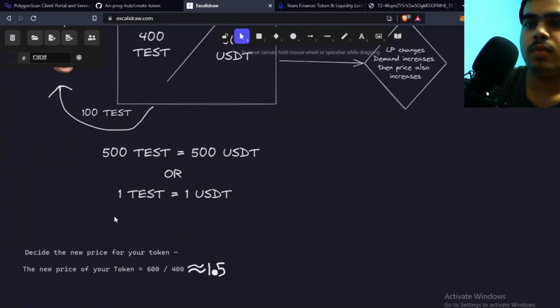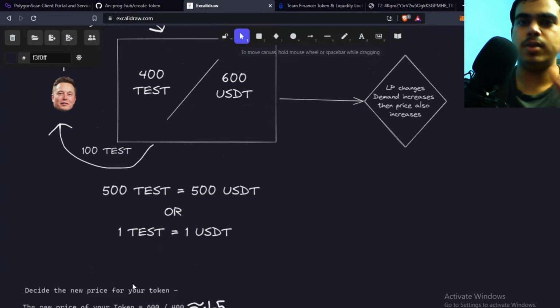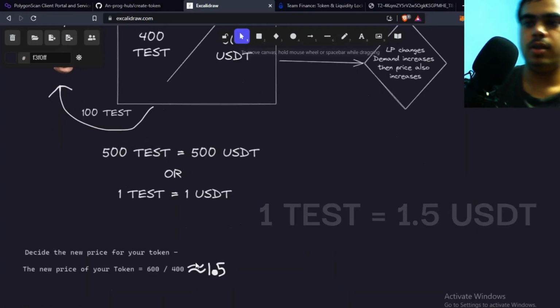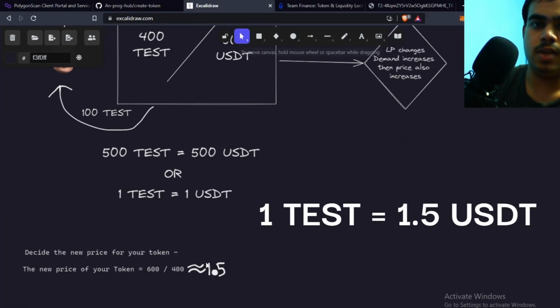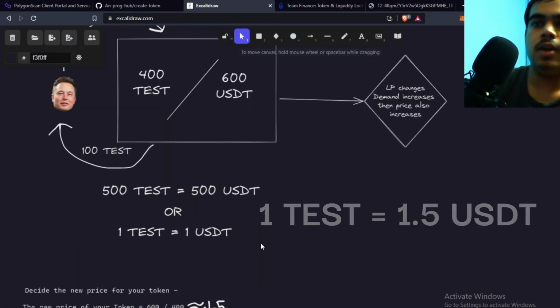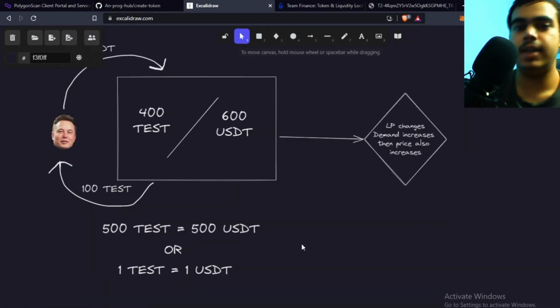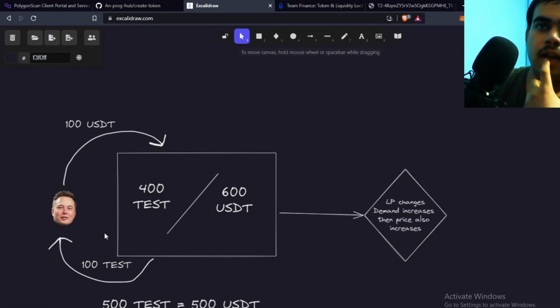Cool. To decide the new price for the token, we do this math: we take the USDT divided by the current test tokens, so it turns out to be 1.5 USDT. This is how your pool is going to get accurate results. But there's a problem here. If there are more buyers buying your tokens, it affects the price drastically, right? To handle that, you need to have multiple liquidity pools, a large collection of pools, right?